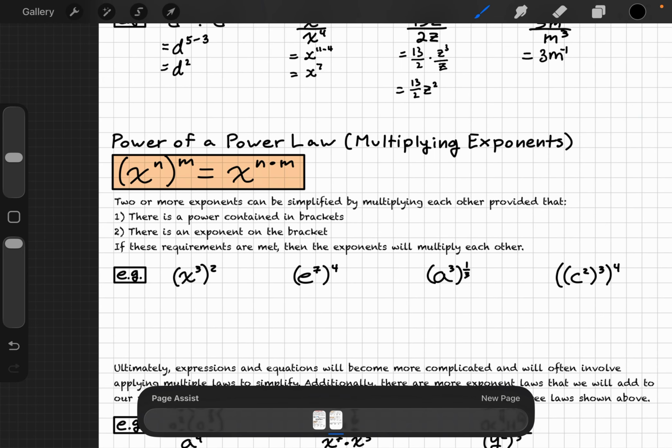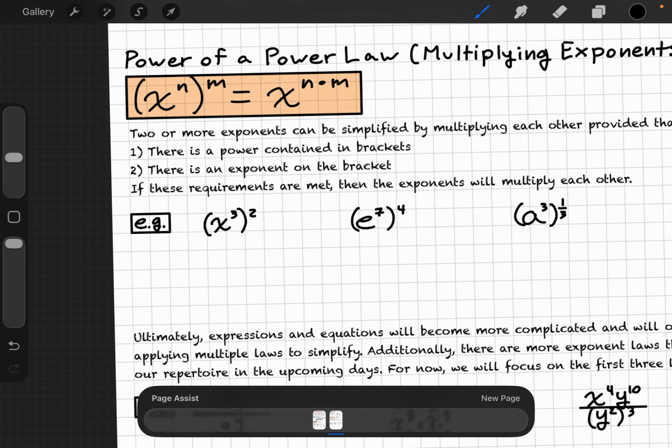Moving on to the power of a power law. It's just multiplying exponents. In the example, we have x to the power of n, to the power of m, which is the same thing as x to the power of n times m. In the description, it reads, two or more exponents can be simplified by multiplying each other, provided that 1, there is a power contained in brackets, 2, there is an exponent on the bracket. If these requirements are met, then the exponents will multiply each other.